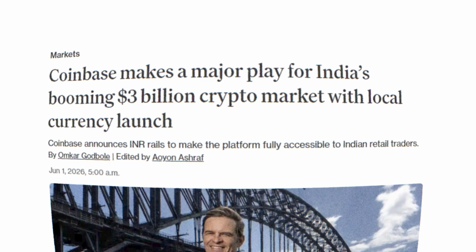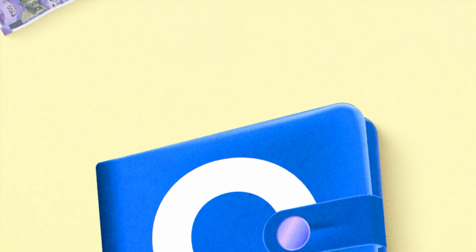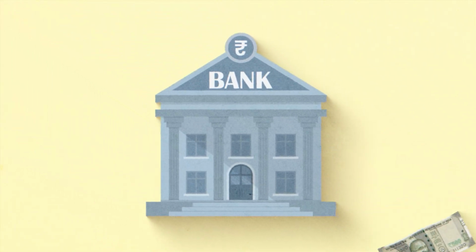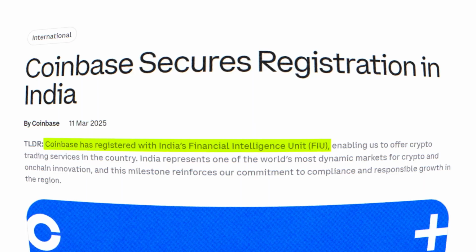A quick context before we get into it. Coinbase is one of the world's largest crypto exchanges, and it officially launched in India on June 1st, 2026. That means you can now deposit and withdraw in Indian rupees, and you can do that directly from your bank account using IMPS. No complicated workarounds and no middleman. And it is registered with India's Financial Intelligence Unit, which is the government body that monitors financial platforms. In simple words, it's legal, regulated, and safe to use in India. So if you're setting up a Coinbase account now, this video is exactly what you need.